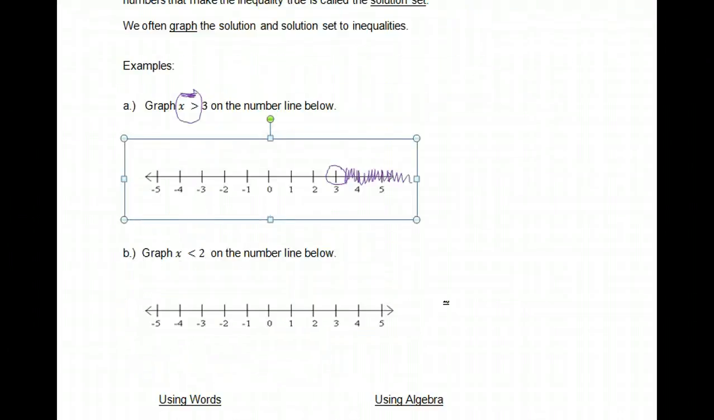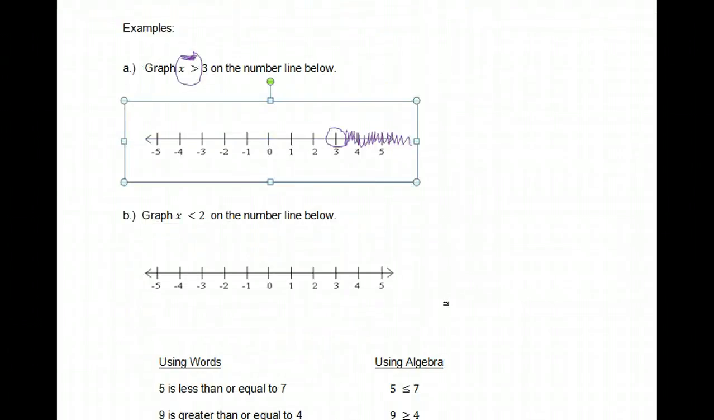Let's try letter B. Can you please go ahead and try this one on your own? We want to graph x is less than 2 on that number line. X is less than 2. Pause the recording. Graph this inequality. When you're ready, we'll check the numbers together.